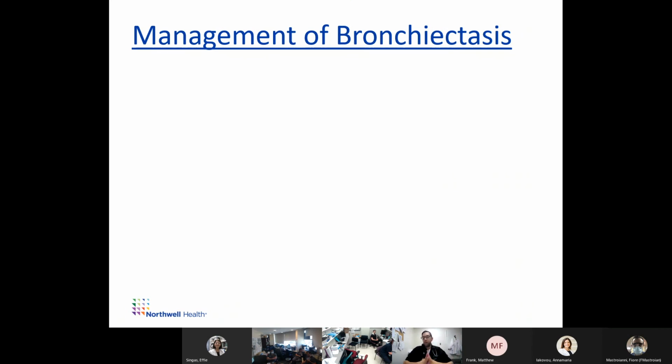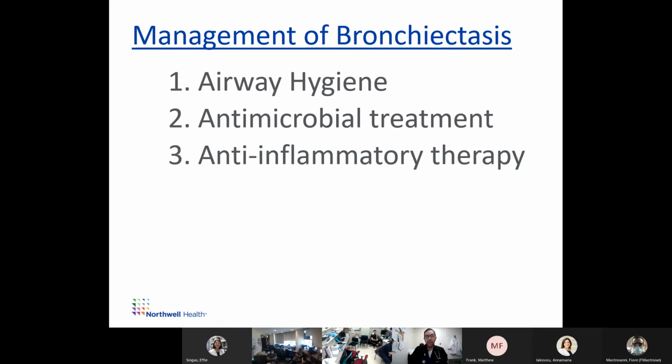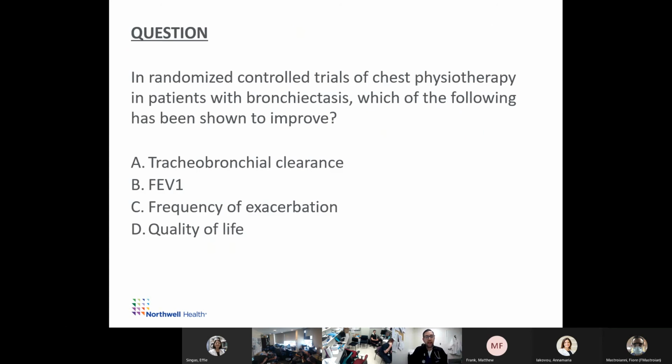The management of bronchiectasis, the 5 hallmarks of therapy is airway hygiene, antimicrobial treatment, anti-inflammatory therapy, possible surgery or lung transplant, and then other miscellaneous things. I'm going to skip the question.